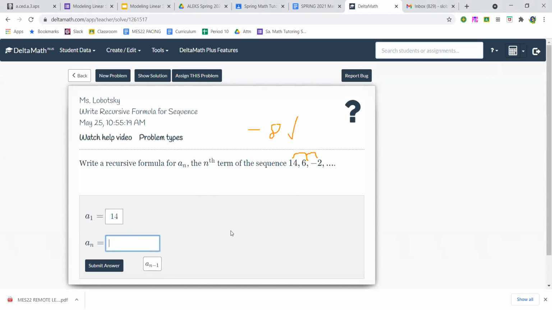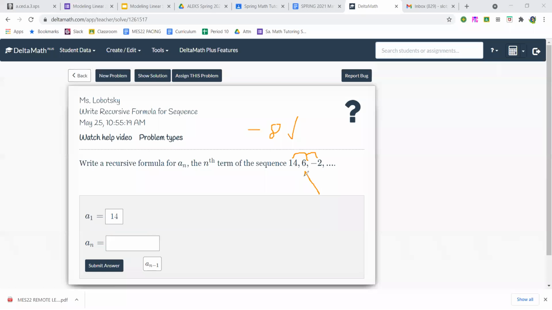Cool. So what's happening here is that you're taking the previous term and you're subtracting 8. So the previous term, as we learned from the video, can be represented by a sub n minus 1, and subtract 8 would go after that, and if you actually plug in the values, it would actually make sense.